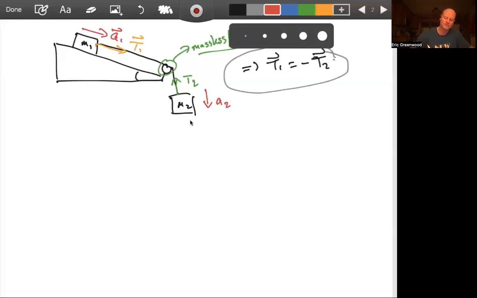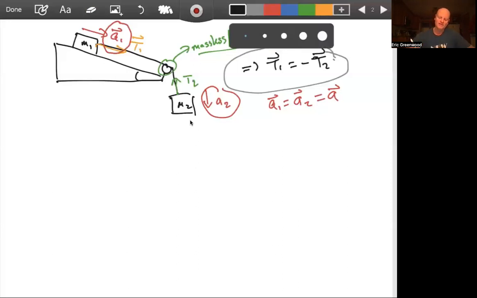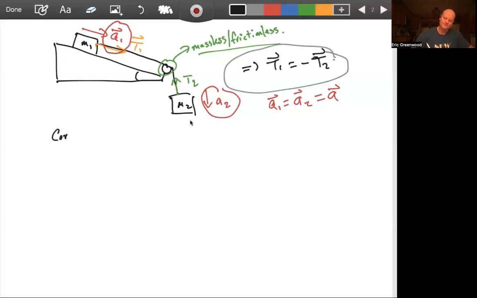For our purposes, Newton's third law then tells us that these two accelerations also have to be identically the same. So the fact that these two tensions are the same tells us then that A1 is equal to A2, which we're just going to write as some acceleration A. So for our purposes, Newton's third law basically just tells us that the accelerations of these connected objects are the same. Right? So this is going to be true for any connected objects.